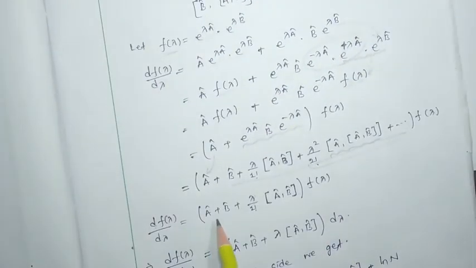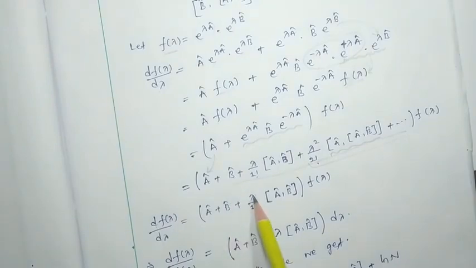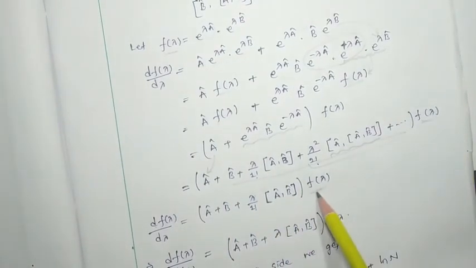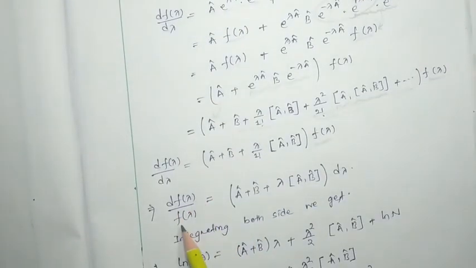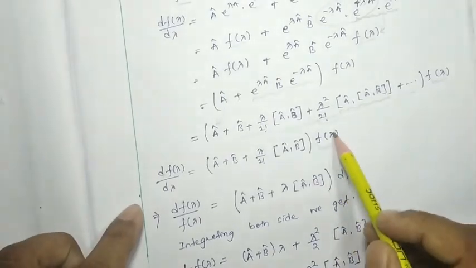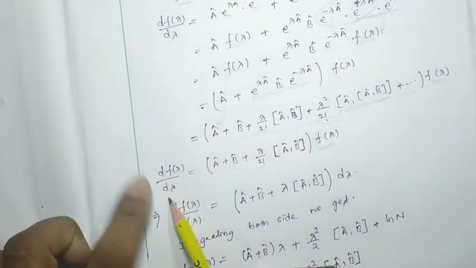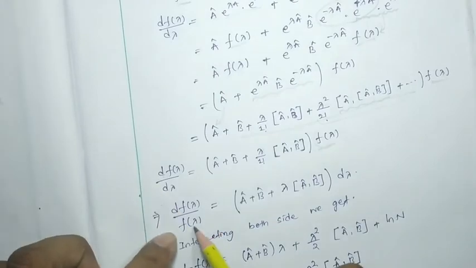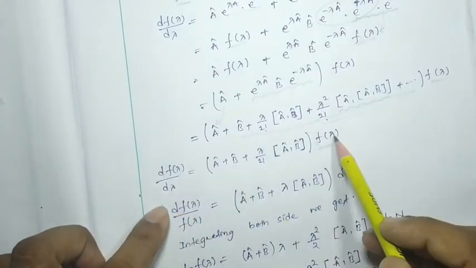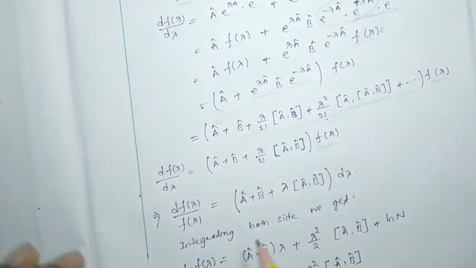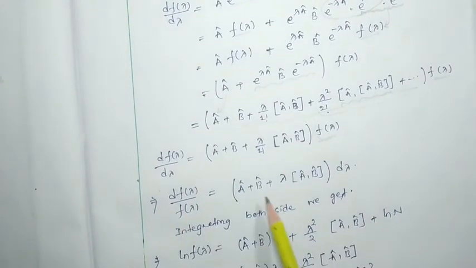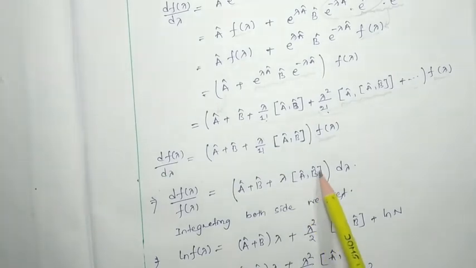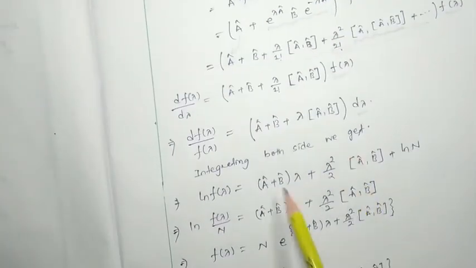So how much did we get? A cap plus b cap plus lambda by 1 factorial times the commutator of a cap and b cap, times f lambda. Here I have taken f lambda to the denominator side and d lambda to the other side, cross multiplication. So d f lambda by f lambda equals a cap plus b cap plus lambda times the commutator of a cap and b cap, d lambda. Now integrate both sides.